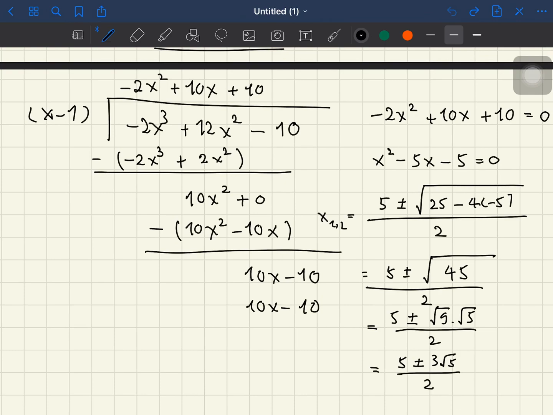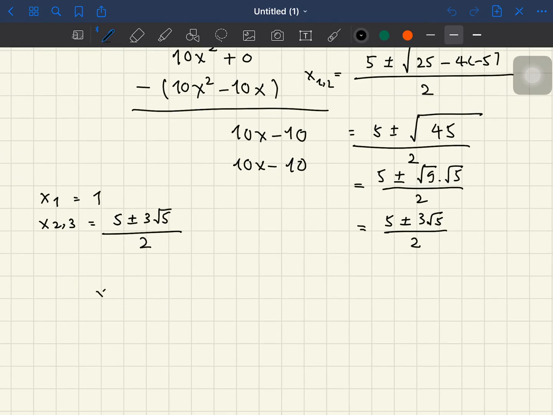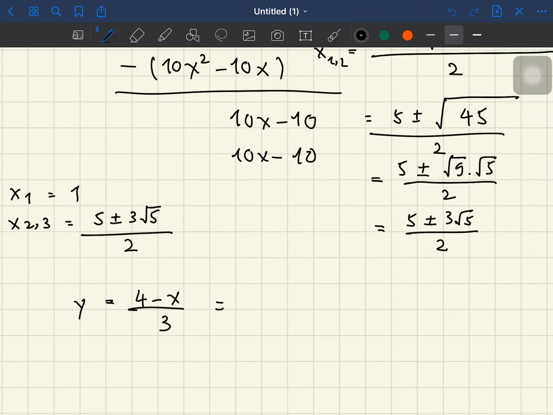So in conclusion, we have 3 real solutions of x. So x1 just now we have obtained is 1, and then x2 and x3 are 5 plus minus 3 times square root 5 over 2. So I will use back that linear equation, equation B, to obtain y. In this case, y equals nothing but 4x over 3, and then you can use the entire expression, try to manipulate them with an x.